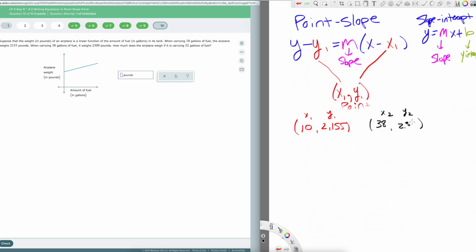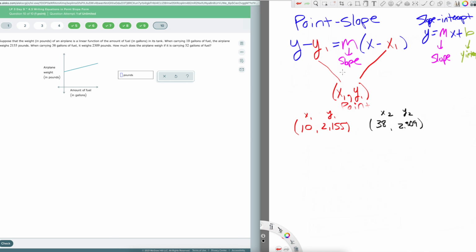I don't have a slope. So I need to figure out what my slope is in order to continue to that last part of the equation. Before I can answer how much it's going to weigh if it's carrying 52 gallons of fuel, I need an equation to plug that into. It's that simple. I can't move forward until I've figured out the relationship here with the formula or with an equation. So since I'm given 2 points and neither one of them is y-intercept, I'm going to go with point slope here, which means I have to calculate my slope.